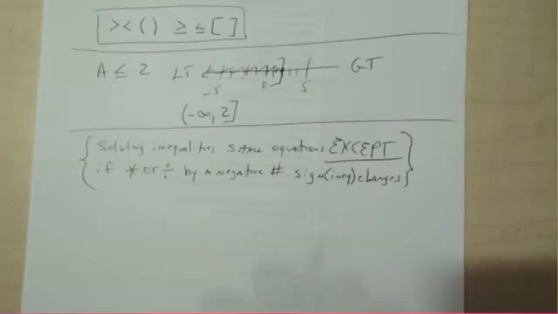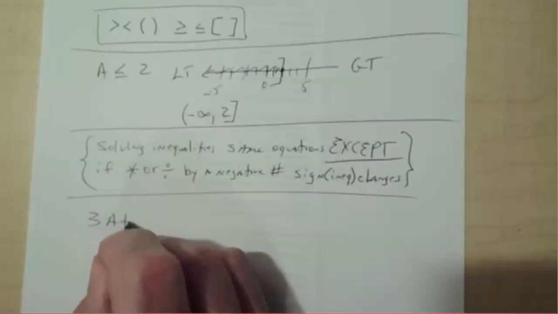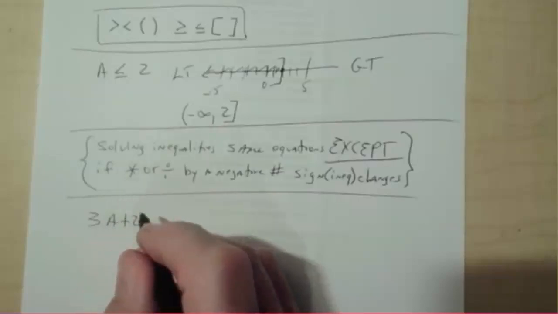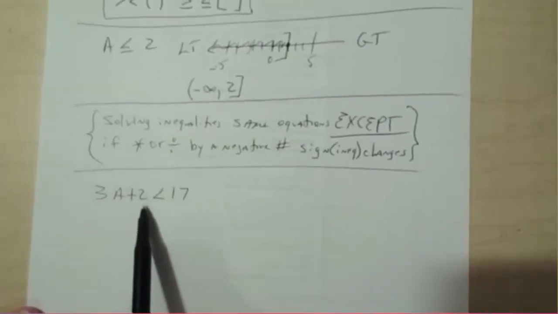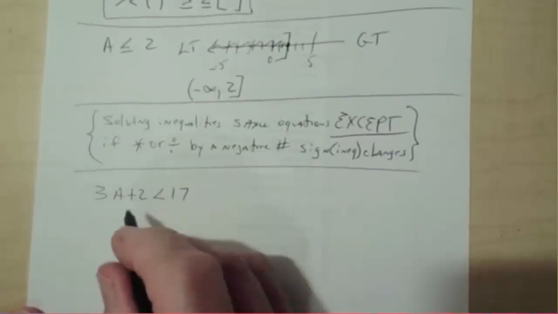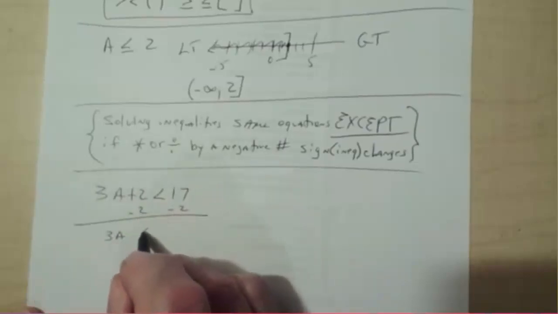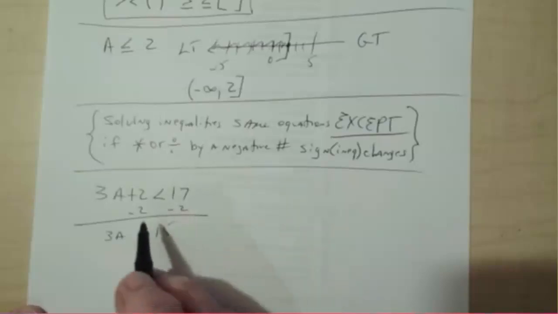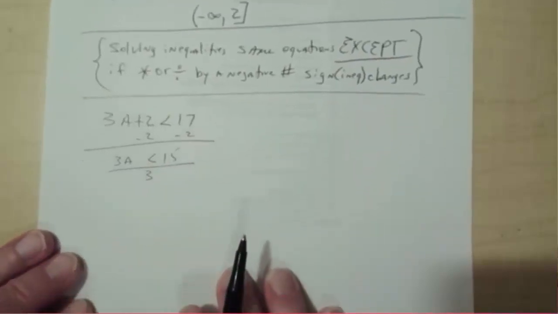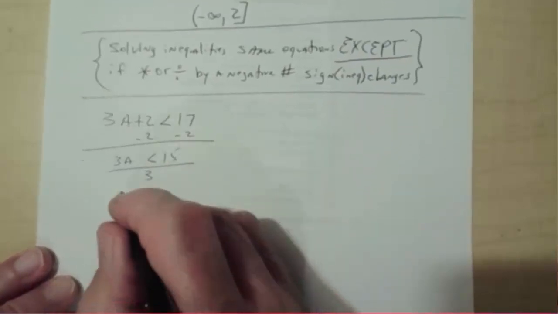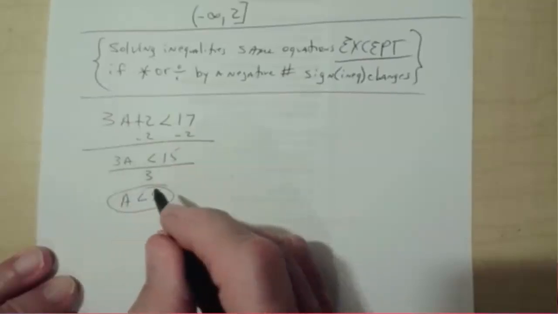So if we have this, if we have 3a plus 2 is less than 17. Okay, the first thing we're going to get rid of is addition and subtraction. So we subtract 2 from each side, and we get 3a is less than 15. Now we're going to divide by 3. Now we're not dividing by a negative number, so our sign is not going to flip. So a is less than 15 divided by 3, which is 5.